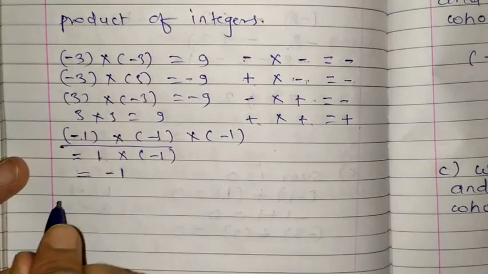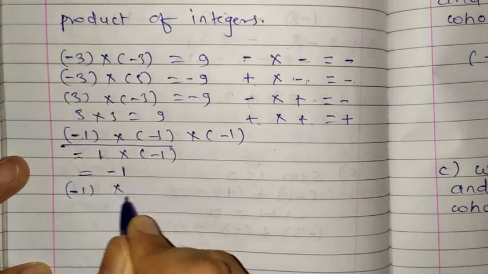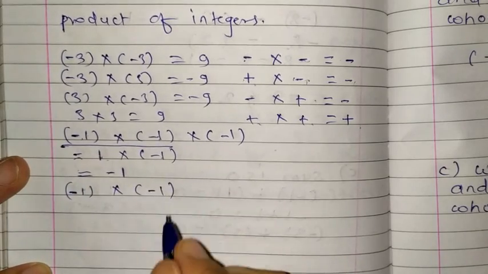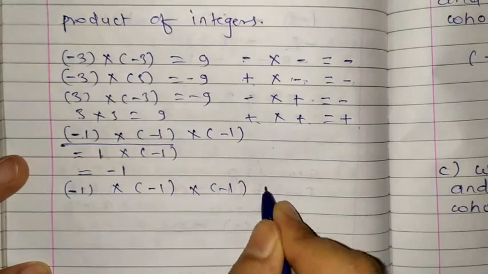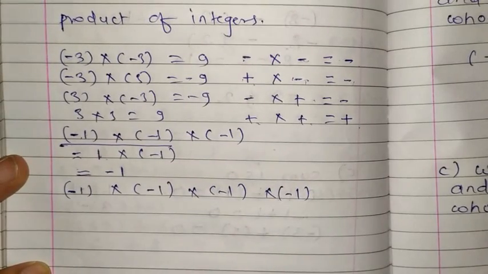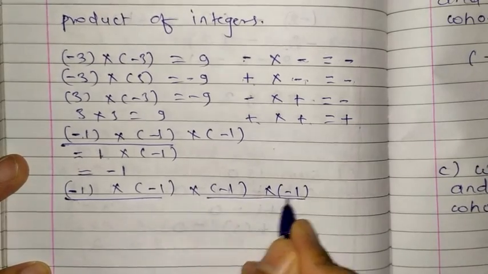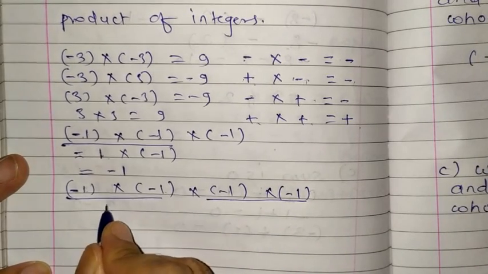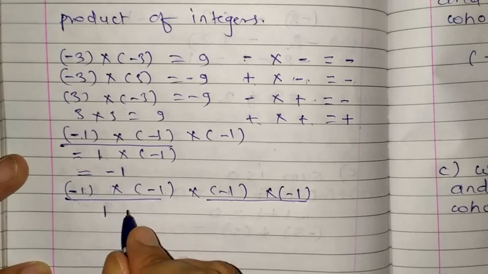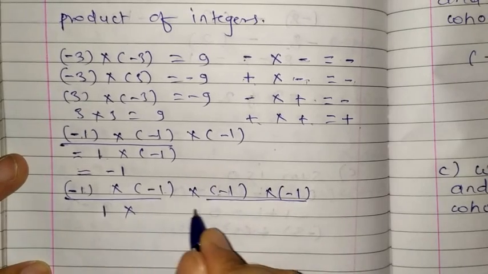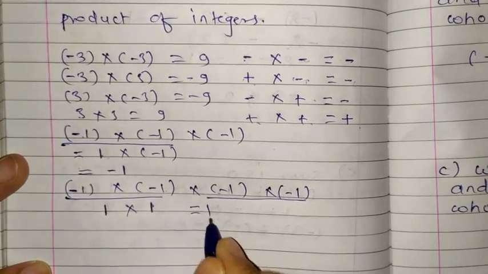One more example, suppose you have 4 numbers. I am taking 1 for your easy understanding. So here in this case, again you take 2 numbers at a time. It is better: minus 1, minus 1. Here it is 1 because minus minus gets plus. Here also minus minus gets plus, so it is 1. So your answer is 1.